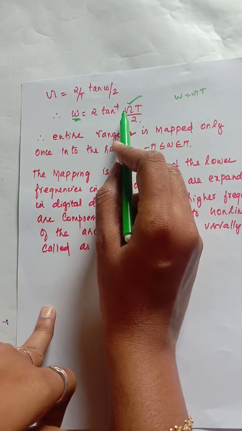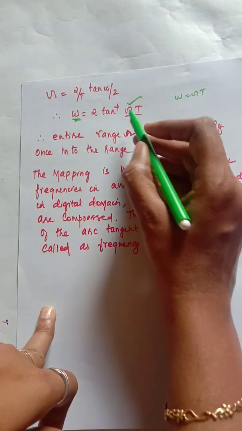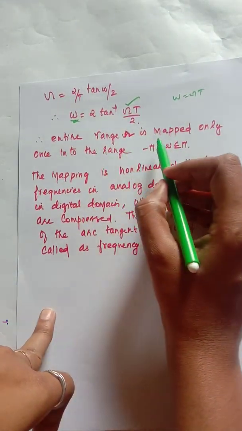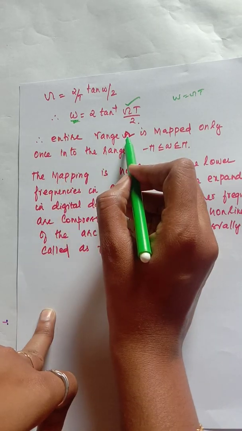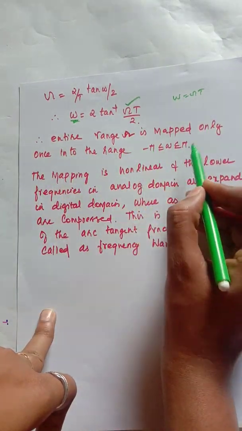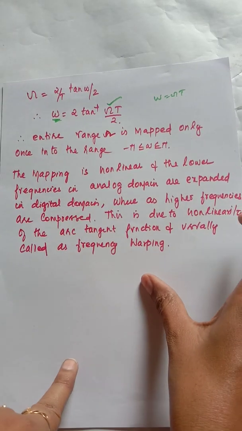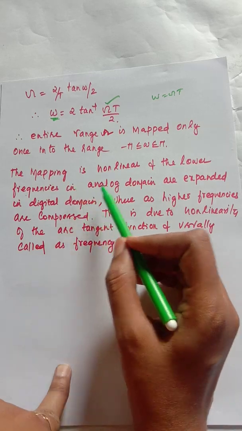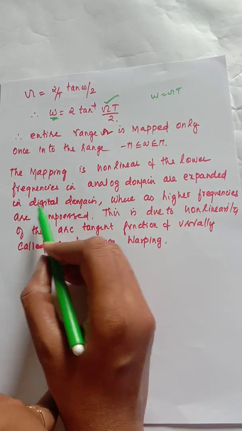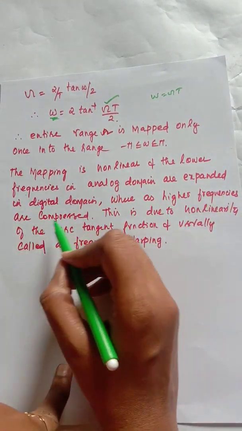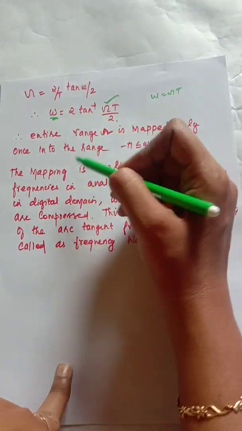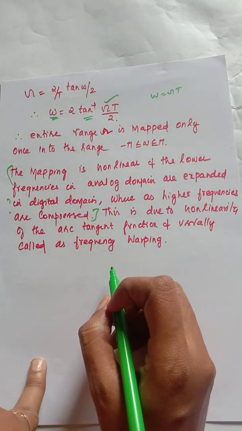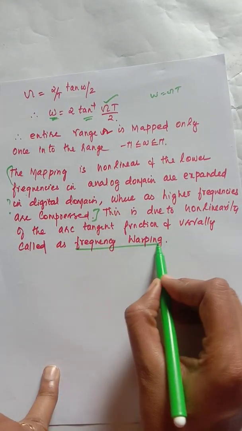That is, the entire range of ohm is mapped only in the range, because here the maximum and minimum range is minus pi to pi. So here the entire range is mapped into the range minus pi to pi. So this mapping is non-linear. What will happen is, while transforming into minus pi to pi, the lower frequencies in analog domain are expanded in digital domain, whereas the higher frequencies are compressed. Why? The reason is because of this tangent arc function, and this concept is called frequency warping.